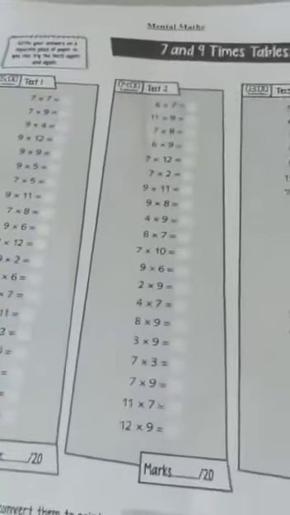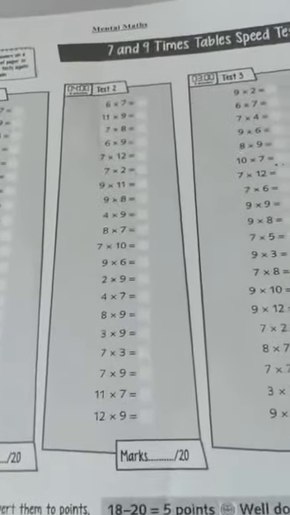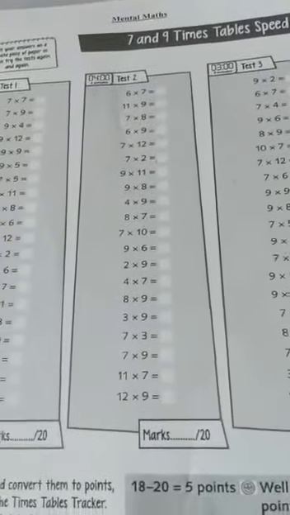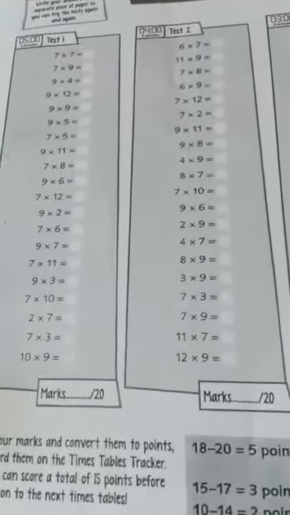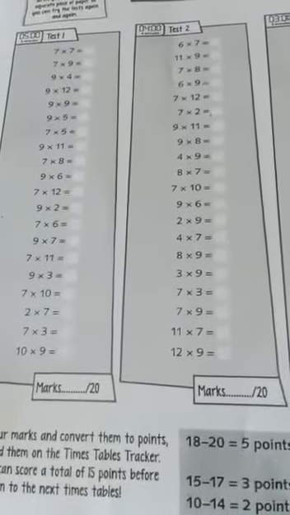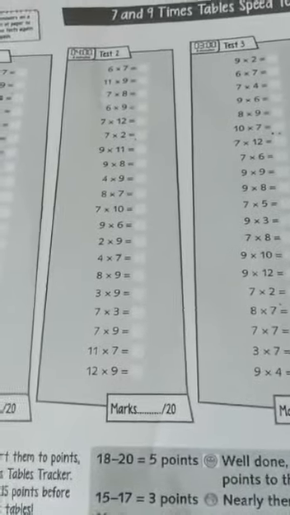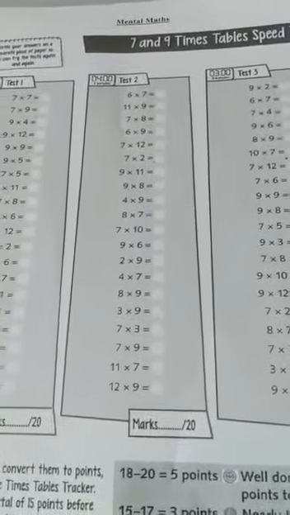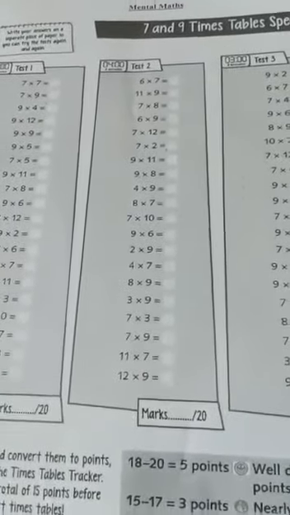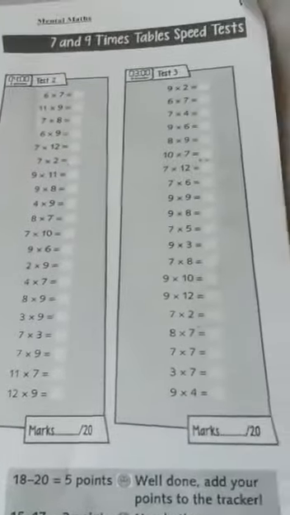So here we have the sheet for the speed tests. Just focus on 7 and 9 times tables. Have you been getting the rest of them right? See how well you can get with these tests, where the 7 times and the 9 times are seen as more difficult. Good luck there.